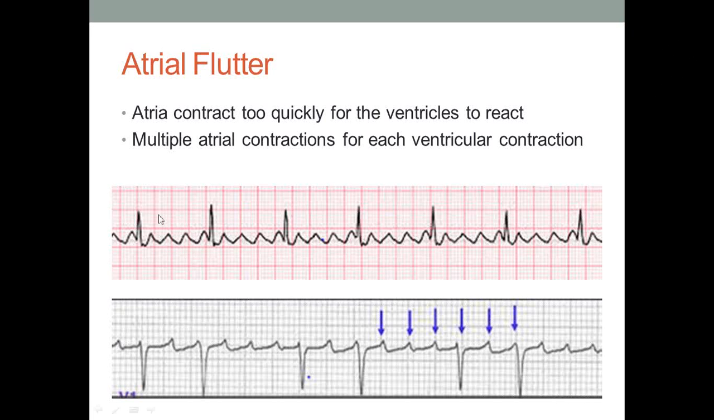So again, these are all P waves. So the atria are contracting here. The ventricles, they don't have time to react to every single one of these P waves. So they will react to, in this case, every fourth P wave. Okay, you'll see this regular sawtooth look. And it can be 2 P waves for every QRS complex, or it could be 3 or 4. Okay, usually very discernible.